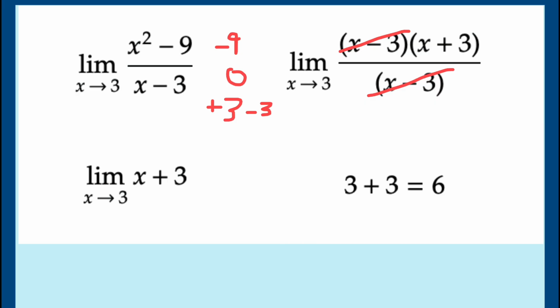So now I can drop the limit statement and use direct substitution, and I get that 3 plus 3 is equal to 6. So this means that the limit as x approaches 3 of (x squared minus 9) divided by (x minus 3) is equal to 6.